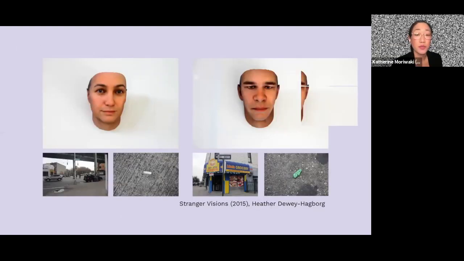This is a project by Heather Dewey-Hagborg titled Stranger Visions. And it was a project that really looked into the fiction, if you will, of DNA analysis. So the artist went around New York City and picked up objects that people might have discarded on the street and used those objects to then analyze their DNA. And with that DNA analysis, began to construct portraits of these strangers.